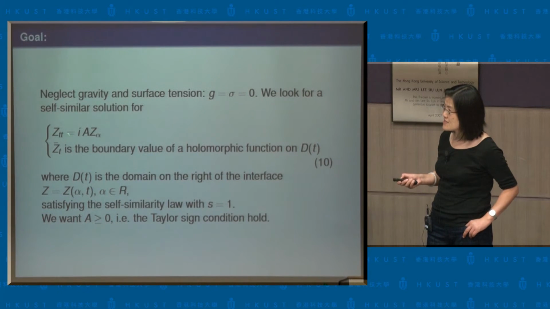So this is the equation the limiting profile has to satisfy, and we're neglecting the effect of gravity and surface tension.